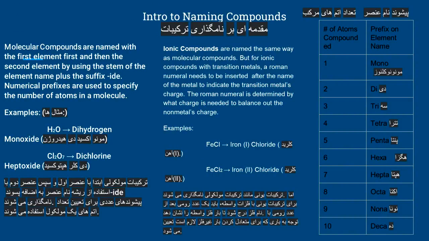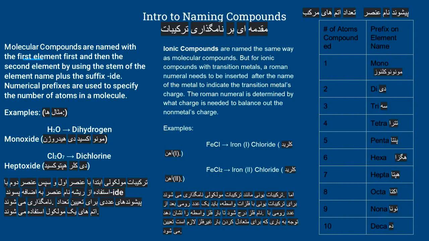Hi, I'm Grace from Massachusetts, and I'll be presenting an introduction to naming compounds. There are two types of compounds we will be naming today: molecular compounds and ionic compounds. Molecular compounds are composed of two nonmetals, and ionic compounds have a metal.